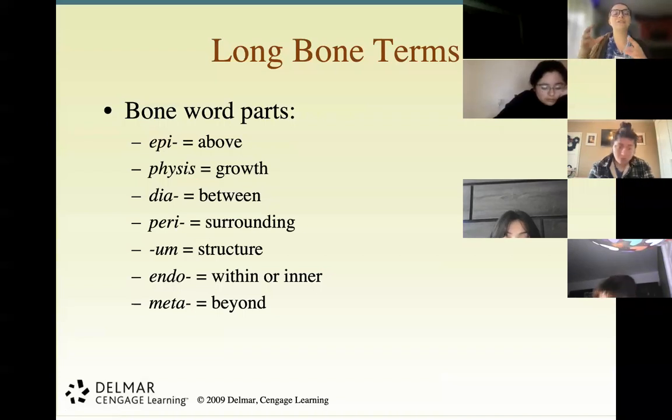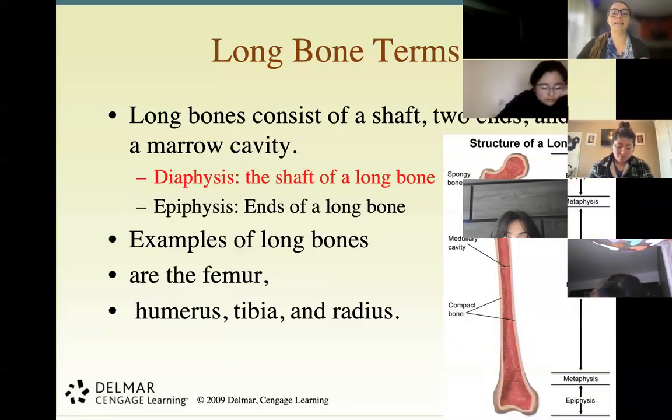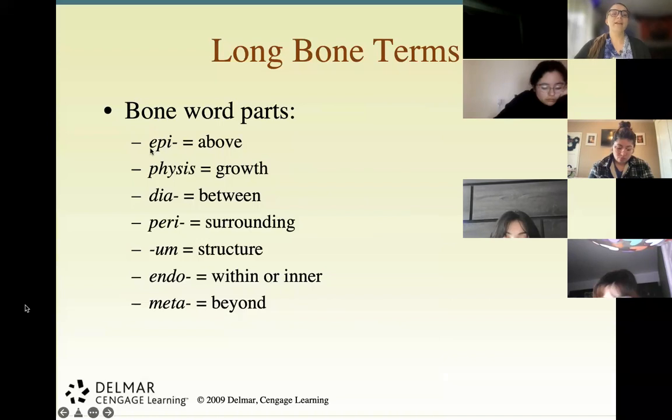Now, looking at more of these bone word parts. When we are trying to describe where it is within a bone, looking back at these terms here, whether I'm talking about the head, the bulbs, the more inner part or the center, think of how we're now going to look at these word parts and combine these suffixes and prefixes with those root words to find exactly where it is. So epi means above. Physis means growth. Dia refers to between. Peri refers to surrounding a structure. Endo means within or inner, and meta is beyond.